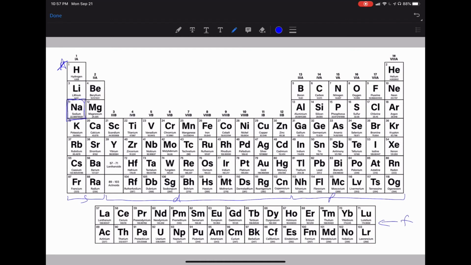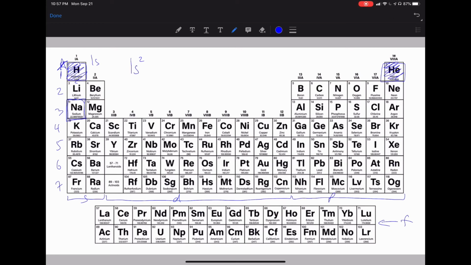So if we start in the upper left corner, this first block, this is a 1s. 1 because it's on the first level, so this is level 1, 2, 3, 4, 5, 6, 7. And then this one over here, this is also 1s. So there's 2 blocks, if you will, or 2 elements that are on the 1s. So we'd start off with 1s2, the little superscript 2 for 2 electrons.